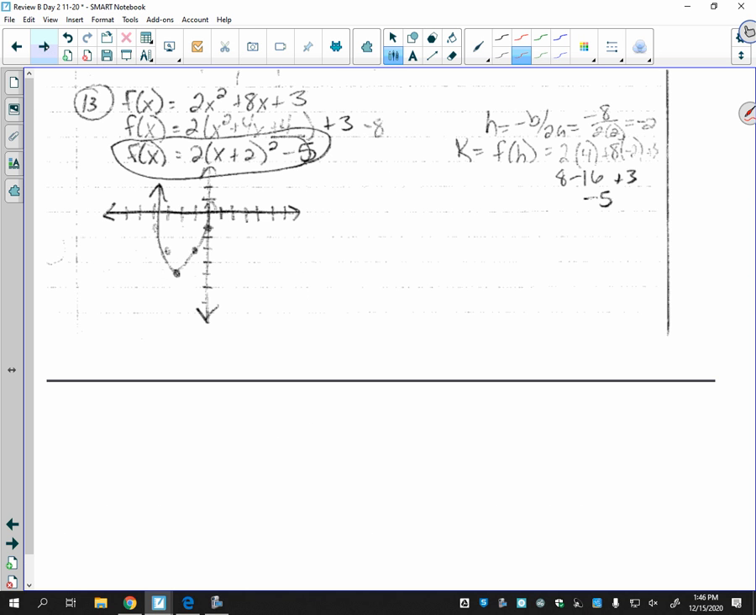All right. Number 13 says, express the following function in vertex form, and it gives you vertex form. F of x equals a times x minus h squared plus k. We've done this more recently. And then it says graph the function. So 2 ways to do this. One way to do this is to complete the square, which is what I did over here.